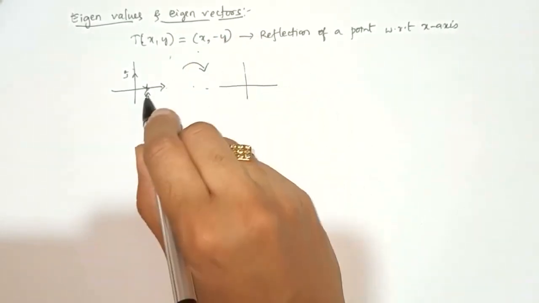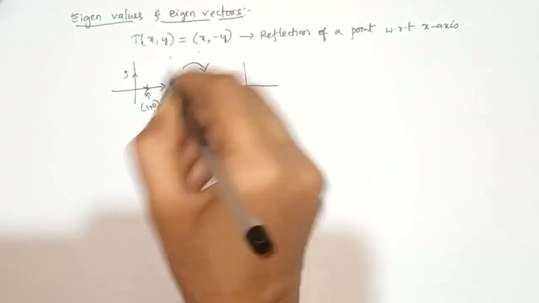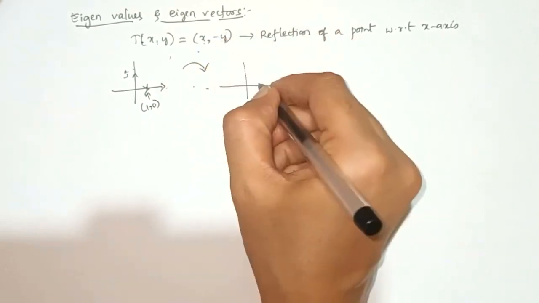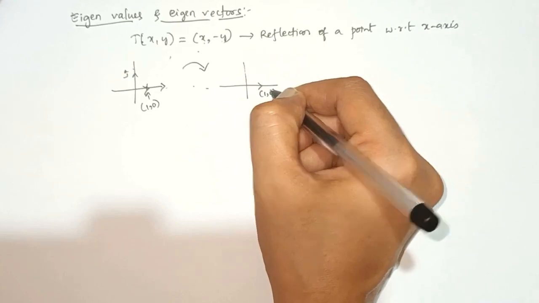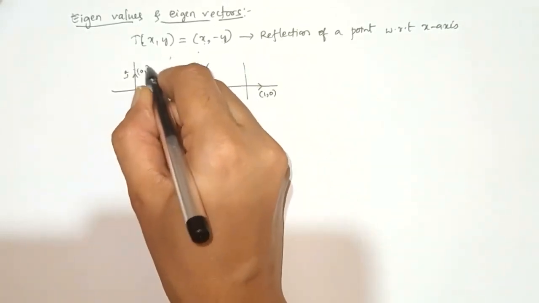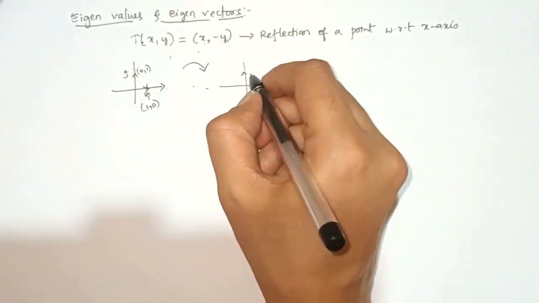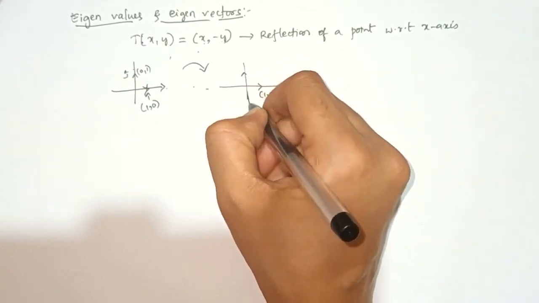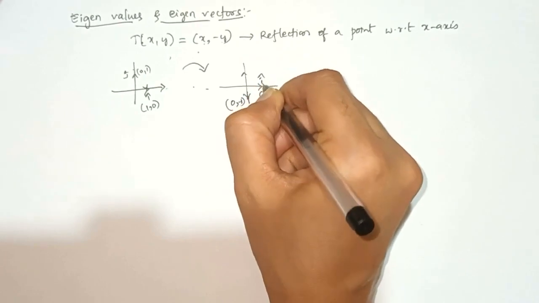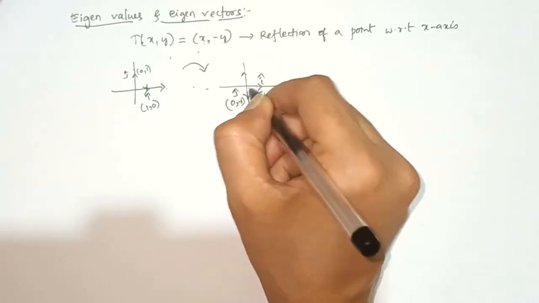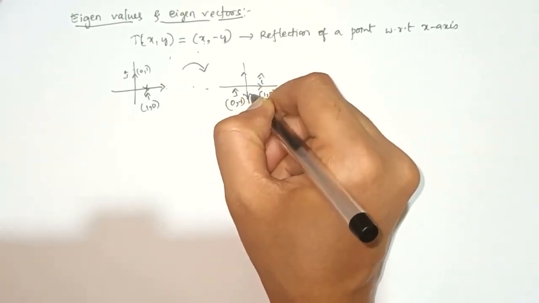So (1, 0) will go to (1, 0) itself. It won't change its position. It will be at the same position. Now (0, 1) will go to (0, minus 1). So it will come here, (0, minus 1). So this is the new position of i cap and this is the new position of j cap.